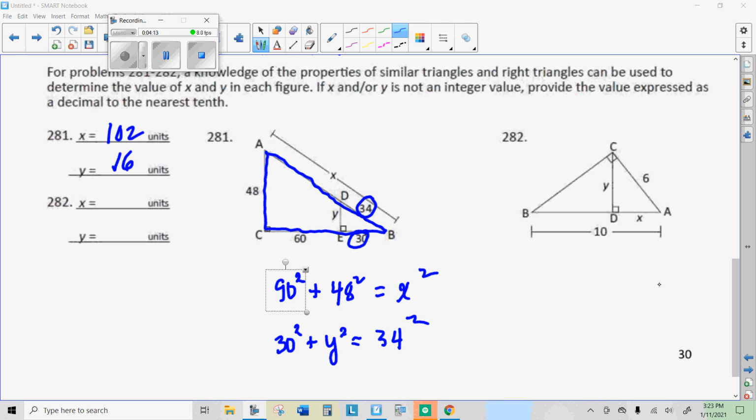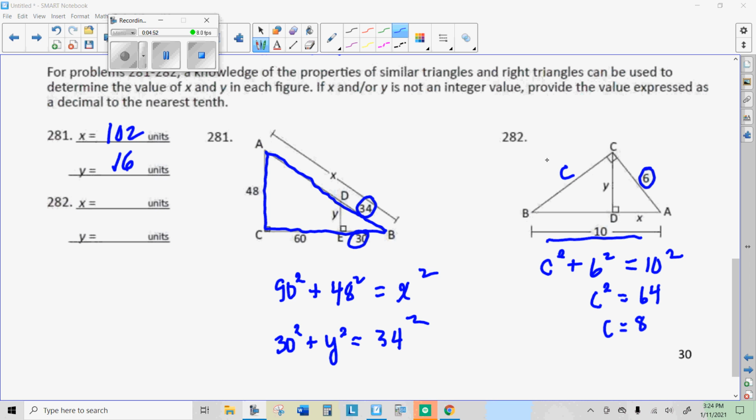All right, this next one, 282, is going to be a little trickier to get our numbers. We can start by getting this length here from C to B. I'm just going to label that small c right now. Notice that we have the 10 is the hypotenuse of that triangle, 6 is one of the legs, c is the other. So I can do c squared plus 6 squared equals 10 squared. Go ahead and find it. You should have got 8 for that.